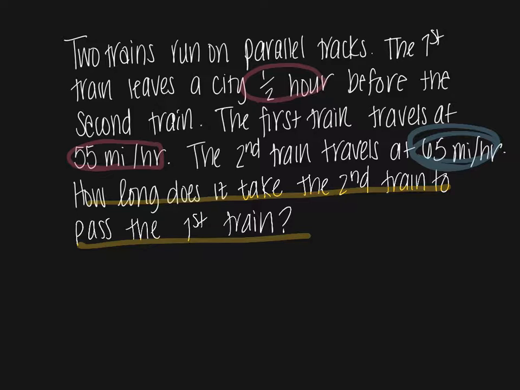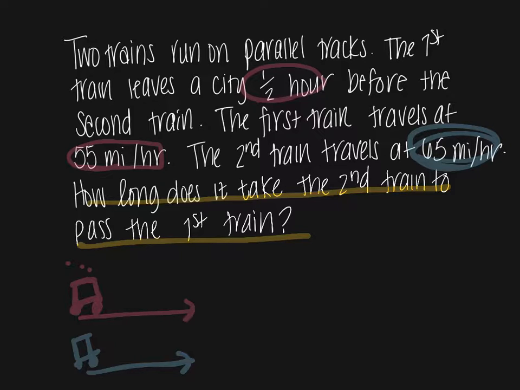Okay, so I've got some numbers going on. I have two different variables. I have my train A, and it's going this way. And I've got my train B, and it's going this way, parallel tracks. First train leaves 1/2 hour before the second train.